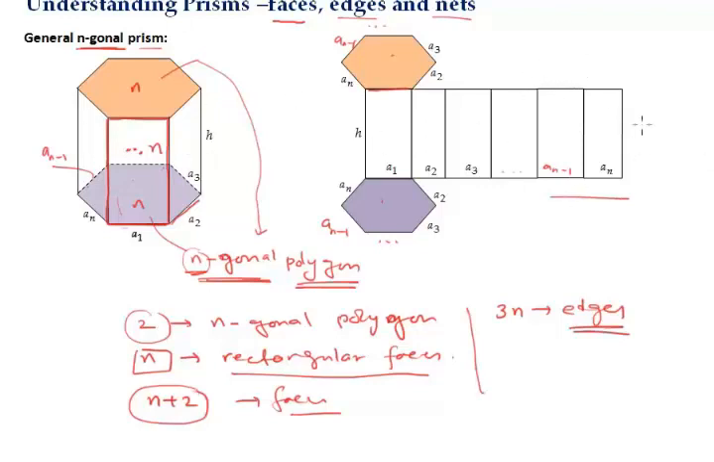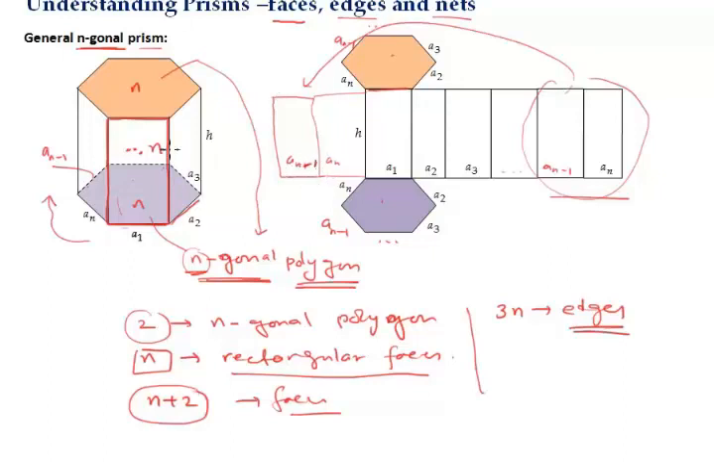If we want to bring some of the faces to the left side, we will go in the opposite order. That is, here if we want to draw, then an will come first, then an minus 1 will come, and so on. So if we bring these two to this side, then an will come first, and an minus 1 will come next, and so on. So in this way, we can always draw nets of a prism of any polygonal order.